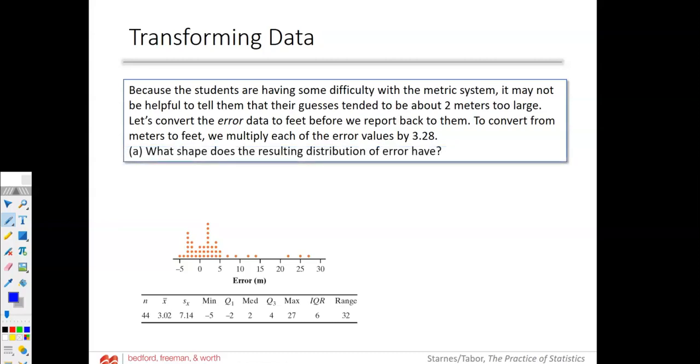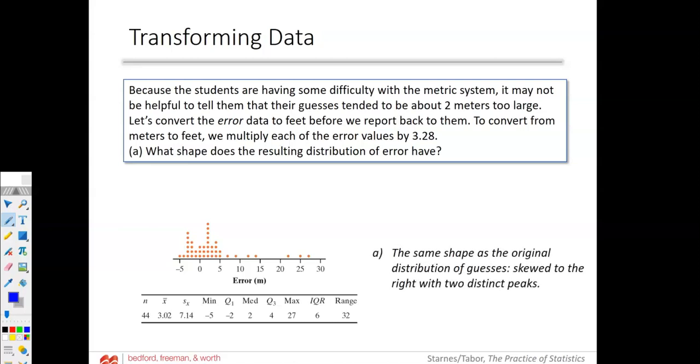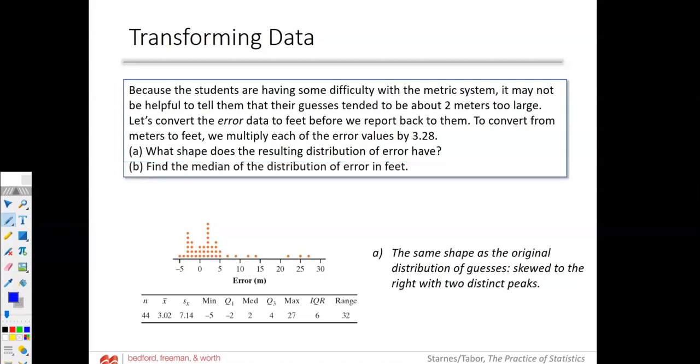So what shape would the resulting distribution of error have? Well, we just talked about it. The shape won't be different. It'll still be skewed right here, maybe bimodal here. Skewed to the right with two distinct peaks. We could call it two distinct peaks, which would be a better way to say it.